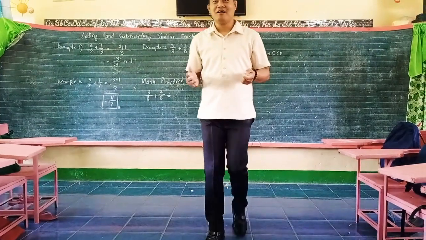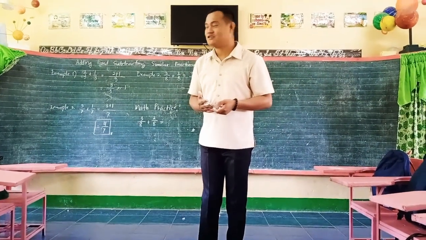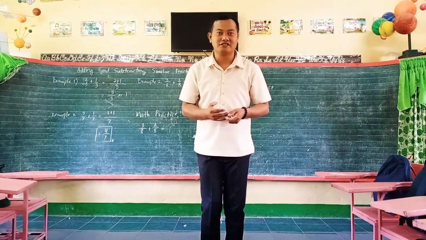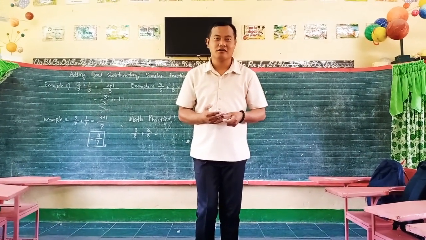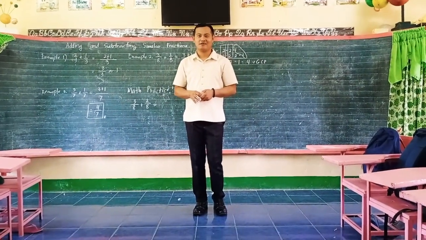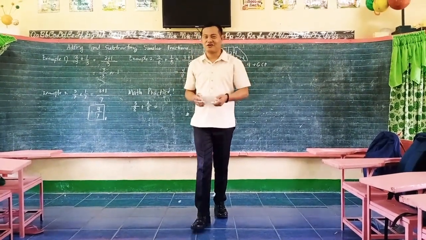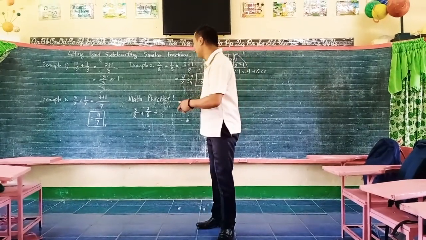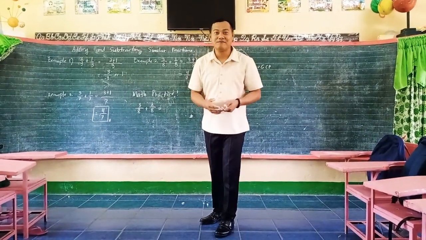Okay, time is up. Did you find the answer in getting the sum of 3x and 2x? Very good. So what is your answer? Very good. So let's see. I will show you the solution. Let's see if we have the same answer.